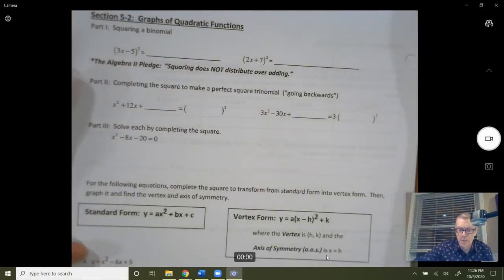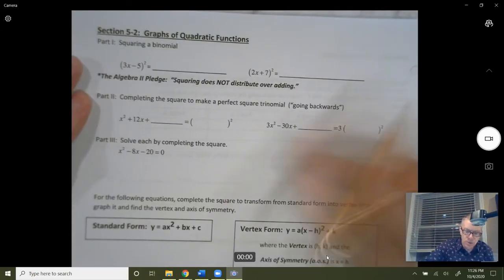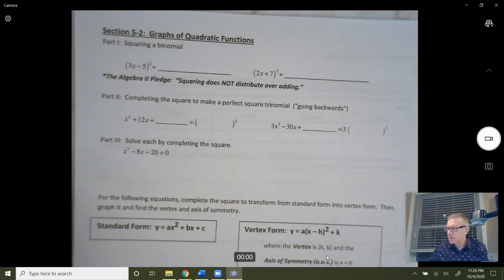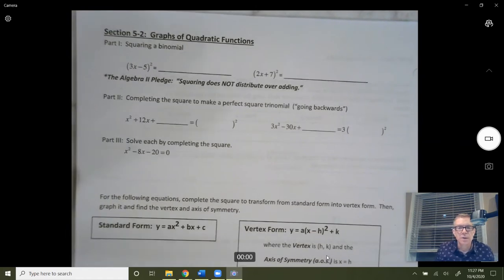All right, so right now we're going to work on completing the square. Some of you, I would imagine most of you, have done this before, but if not, we're going to review everything. We're looking at pages 91 and 92 in your packet. Okay, so that's graphs of quadratic functions. Let me make sure this is focused.